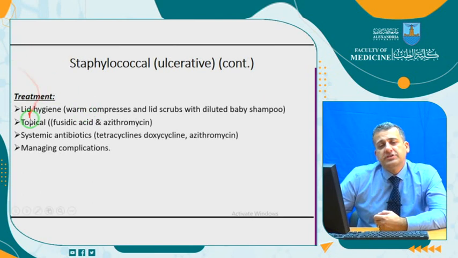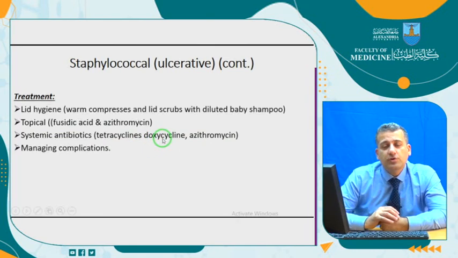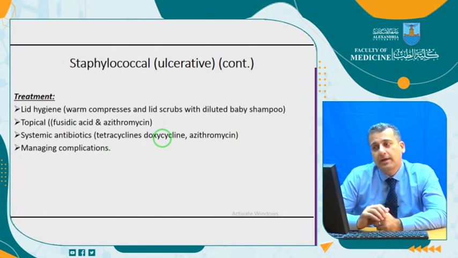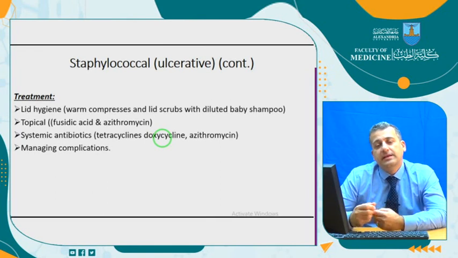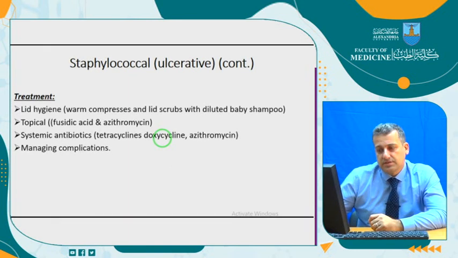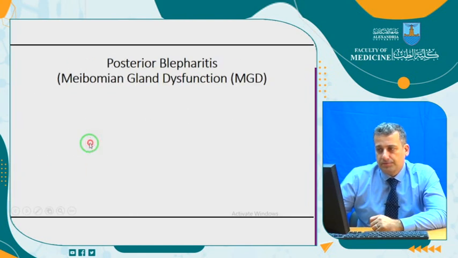We can use topical medication in the form of fusidic acid and azithromycin. These are antibiotics acting on Staph aureus and Staph epidermidis. Systemic antibiotics in the form of tetracycline, doxycycline, or azithromycin can also be used. We use these systemic antibiotics for two reasons. The first reason is that they're antibiotics and there is inflammation or infection in staphylococcal blepharitis. The second is that these antibiotics, especially tetracyclines, help to improve the quality of the meibum, or the sebum, secreted from the meibomian glands present in the tarsus. And finally, managing complications such as madarosis, poliosis, and so on.